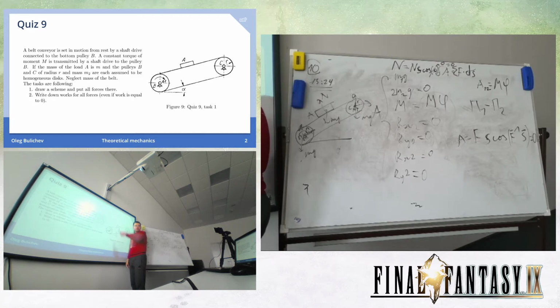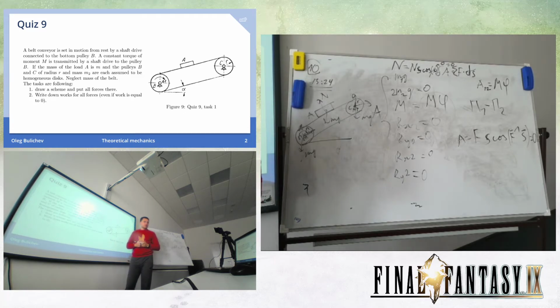Well, first of all, the reaction is produced by mg, by mg cosine. Why do we even find the work of N, if it will be equal to minus the work of mg? Because you have.